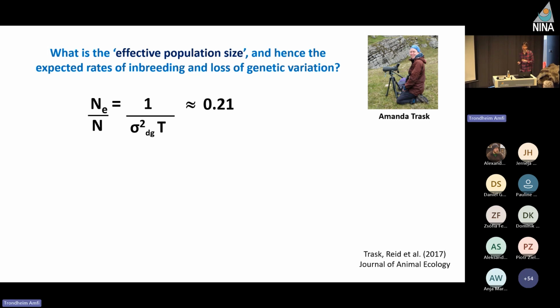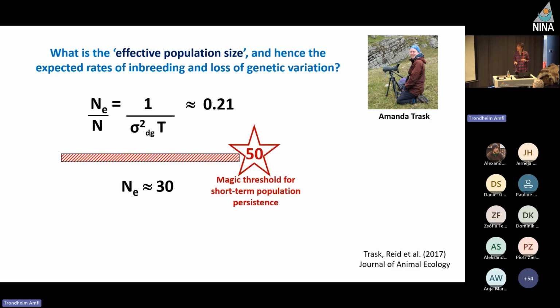So given at this point there were roughly 140 known choughs, adult or subadult, in the population, that gives us an NE of about 30. And then, of course, whatever you think about various benchmarks for what is or is not a safe limit, let's say 50. Well, clearly NE is small, right? We don't really need to argue whether the right number should be 50 or 100 or whatever.